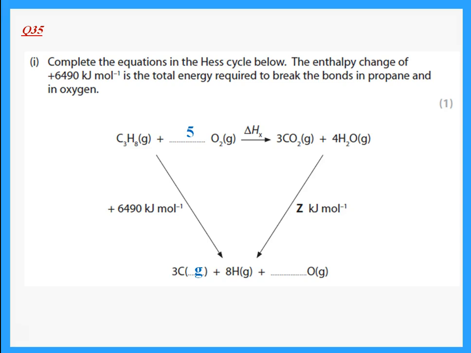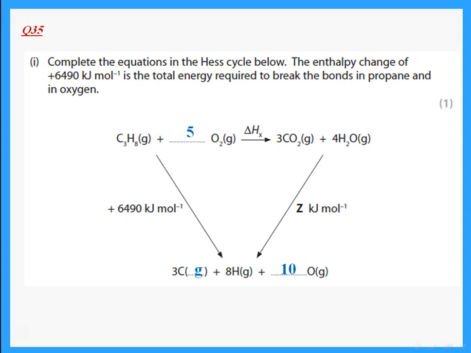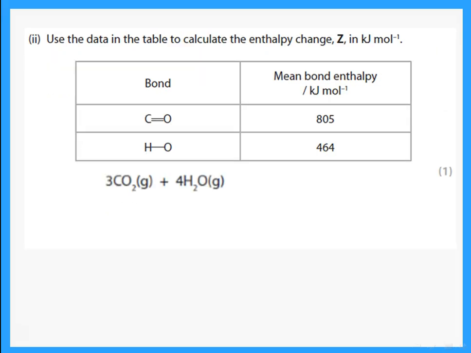And then how many O's do we need? We need a total of 10 oxygen atoms. Then he says, use the data in the table to calculate the enthalpy change of Z. Now, let's just go back and see what is Z. Z is the reaction between carbon dioxide and water to give these elements. So it is the breaking up of carbon dioxide and water to give these elements.